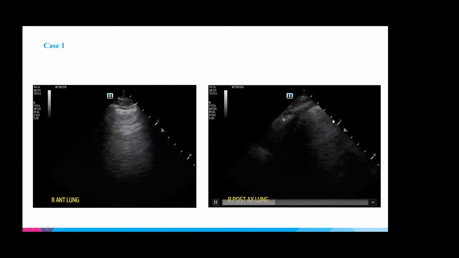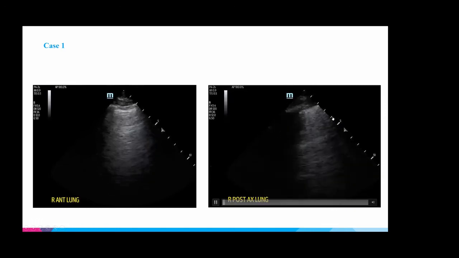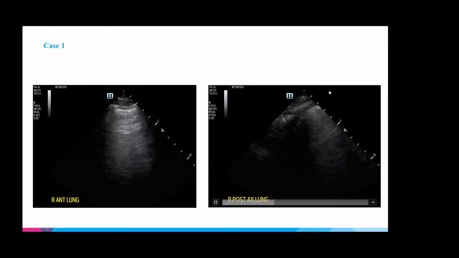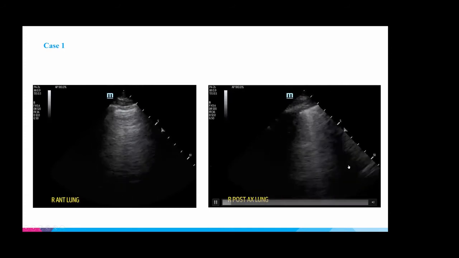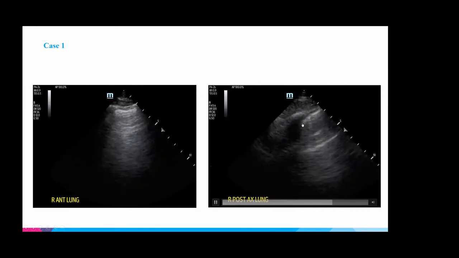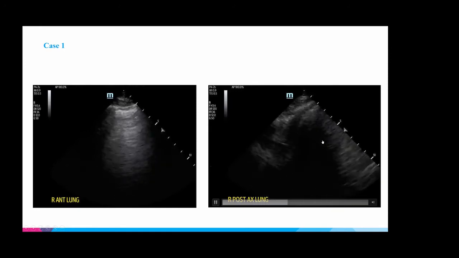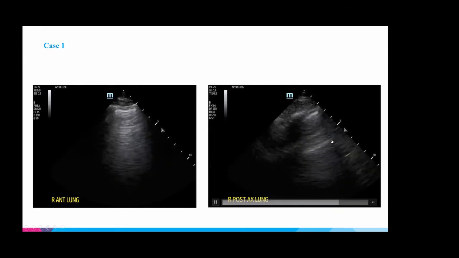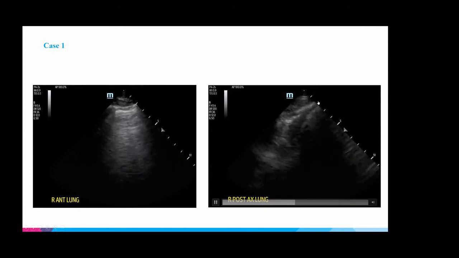I was more impressed with what we're seeing on the right, right? On the right side, this is a curtain sign, because you have the liver here. If he takes a breath, you can see the diaphragm, and then there's the lung coming in, and the lung that is coming in has more diffuse B lines. Even though you're still able to make out some of the horizontal A lines, the B lines definitely predominate when you get down to the right base.